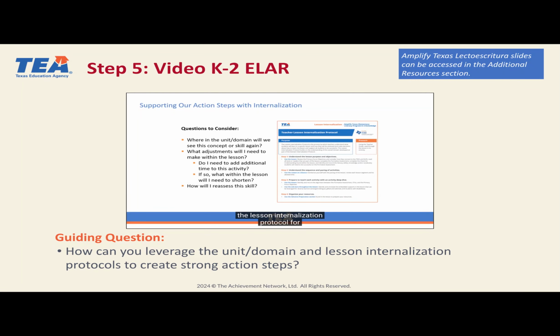You can use the lesson internalization protocol for an upcoming lesson to determine what adjustments you'll need to make within the lesson, especially around pacing. Do you need to add additional time for this activity? Will you need to shorten other activities to make that time? And then finally, how will you reassess this skill in order to see the impact of your action step?